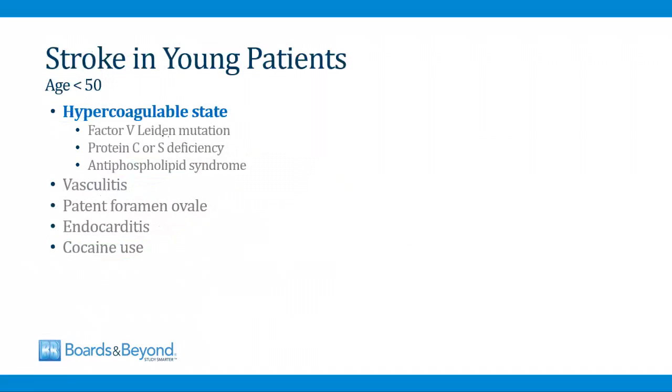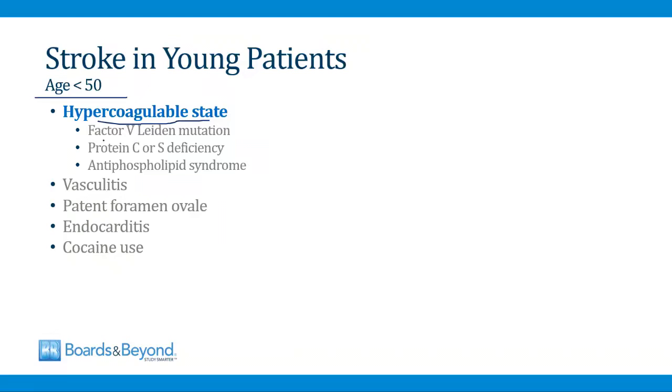Let's talk about stroke in young patients, which refers to stroke in patients under age 50. This is very uncommon, and when it occurs, you have to consider that there may be something going on other than plain old atherosclerosis and hypertension. The first thing you have to consider is a hypercoagulable state. So there are many causes of hypercoagulable state. I've listed some of them here.